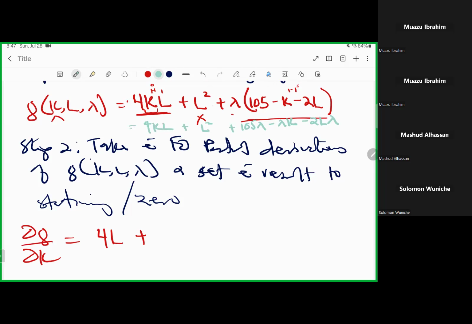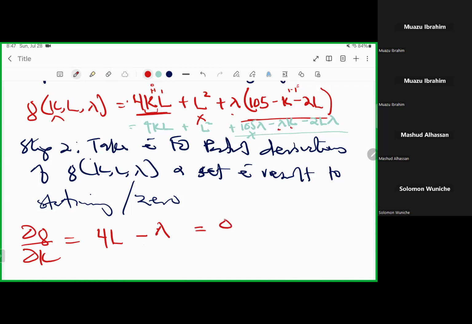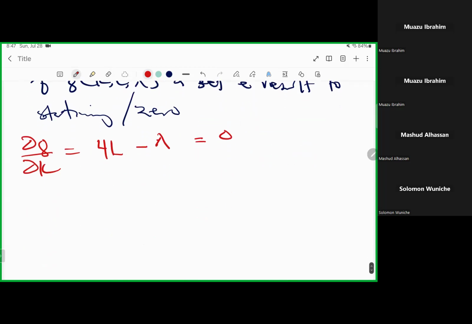We are differentiating with respect to capital. Here we don't have K, but we have K here. So it will be minus 1, as you can see. And that 1 will be times the lambda. So here would be minus lambda, is equal to 0.